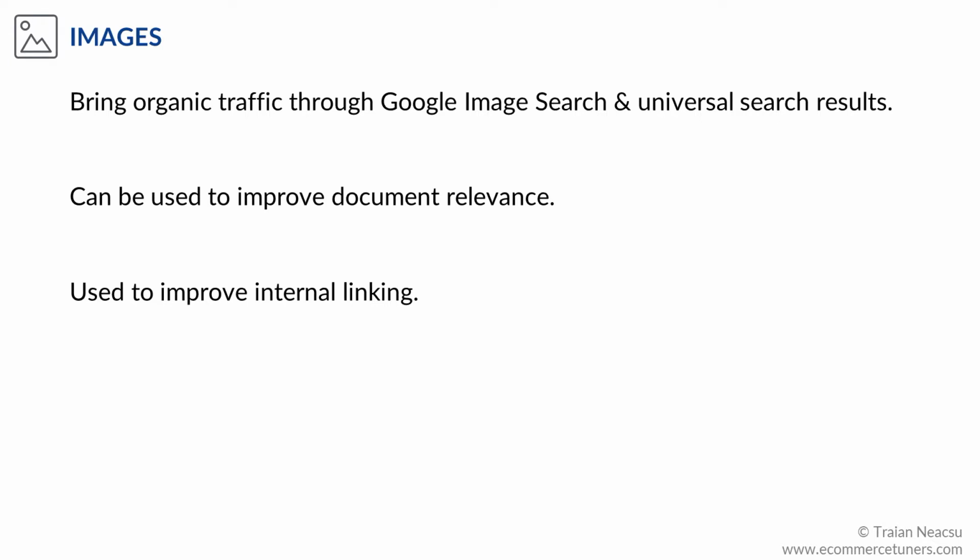From an SEO point of view, product images can drive organic traffic through Google image search and universal results that include images. Images can also be used to improve the document relevance and to optimize internal linking. To understand images, search engines will first look for the alternative text of the HTML image element. Some search engines will be able to extract the text from images using a technique called optical character recognition, or OCR.